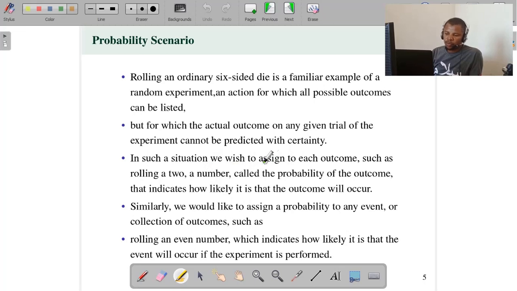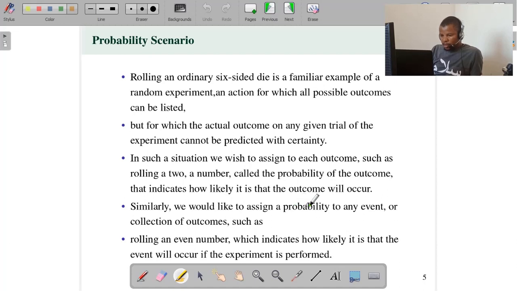In such a situation, we wish to assign each outcome, such as rolling a 2, a number called the probability of the outcome that indicates how likely it is that the outcome will occur. We need to understand that chance: how likely face 2 will occur, or how likely face 1 will occur, or 6 will occur, and all other outcomes within the given sample space.